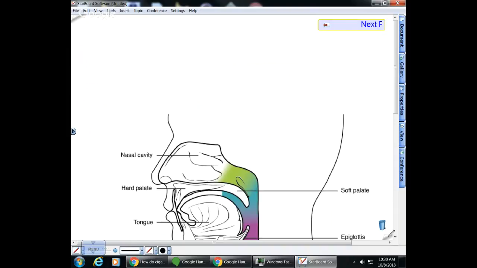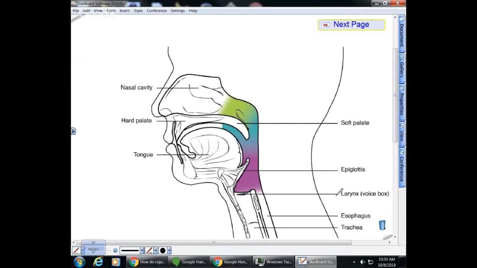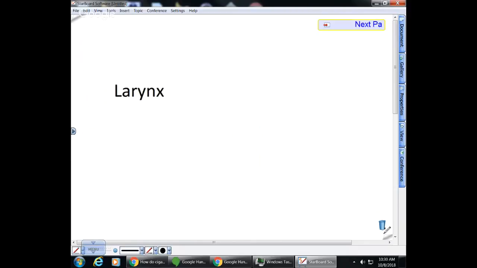Okay, so we already talked about the pharynx. So this is a diagram from the new textbook that shows the different regions, right? The nasopharynx, oropharynx, and the laryngopharynx. So the next structure we're going to talk about is the larynx. And this is sometimes referred to as the voice box. So air actually has to travel through this to get into the trachea. So it's a passageway for air.